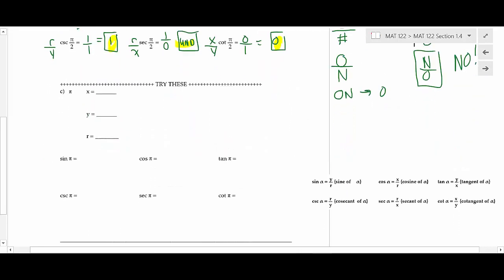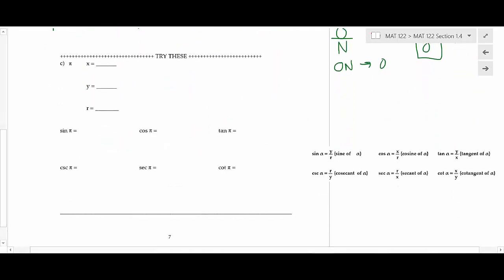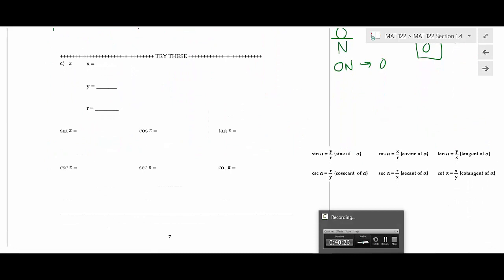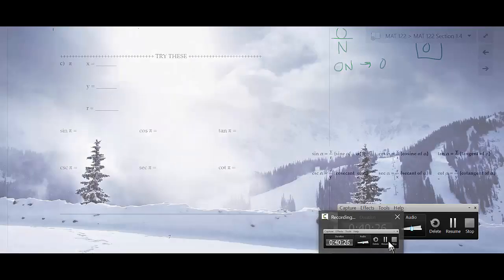All right, now I'm going to pause the video and let you do C, and then be sure that you do D on the next page. You're basically going on to 180 degrees and 270.